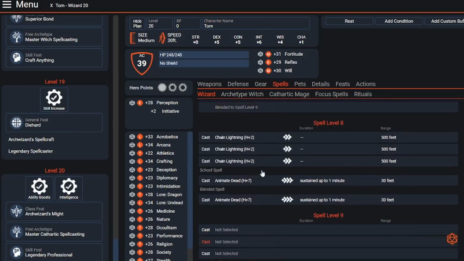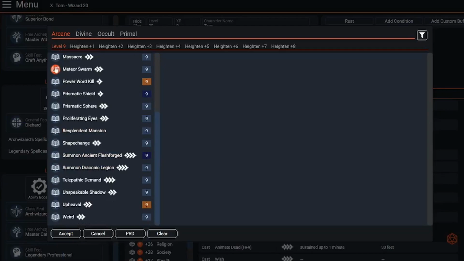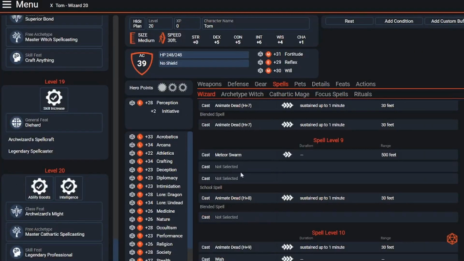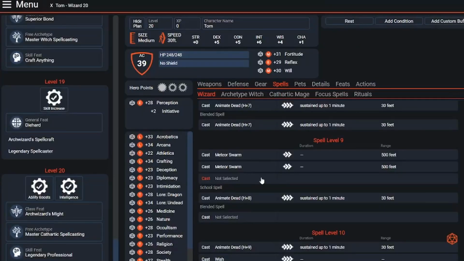I'm still going to keep heightened Chain Lightnings at level 8. And for level 9, this is another thing that liches like to do, since we might want to use our powerful undead to destroy villages, but you know, a good old-fashioned Meteor Swarm also accomplishes kind of the same thing. Once they defeated the big, bad, evil monster, we just laugh at them and annihilate them with meteors.